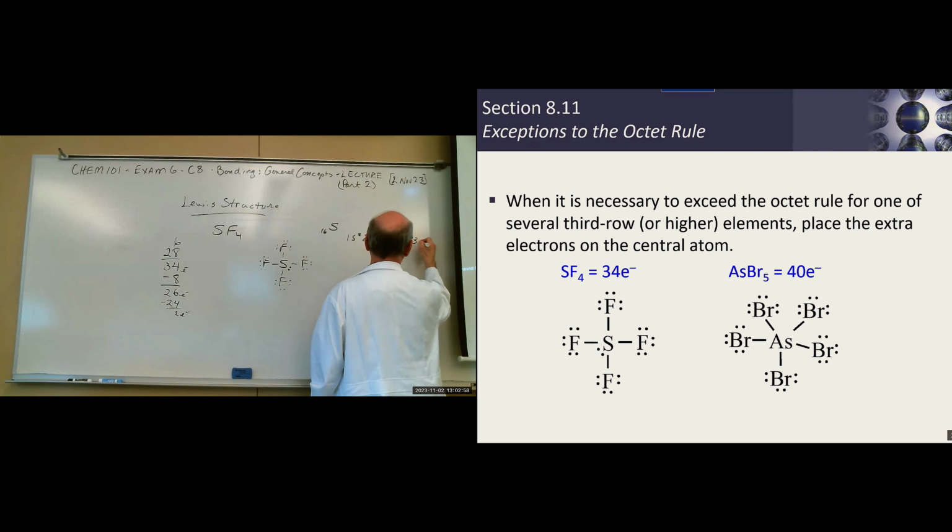Arsenic pentabromide is a similar situation, only in this case, all the electrons are in bonding pairs. So we have actually 5 bonds around arsenic. But it's still the same concept. You exceed the octet because you have an available d orbital. Like arsenic is in the 4th period, so it actually has 4d as its d orbital. It's able to use the 4d orbital.